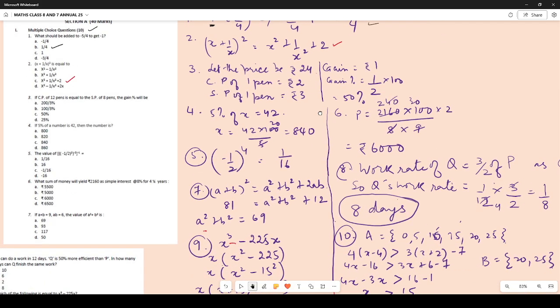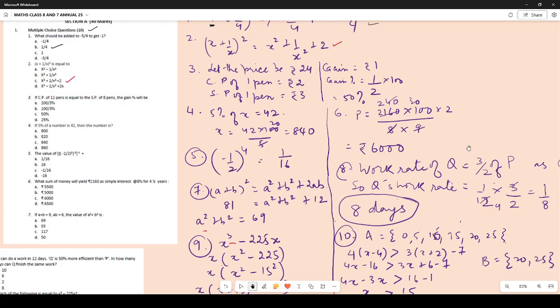The third one is, if CP of 12 pens is equal to SP of 8 pens, then the gain percent is how much? So let us take the LCM of 12 and 8 and it comes to 24. So when the price is, let us say, 24 for 12 pens CP and 8 pens SP, that means CP of 1 pen is equal to rupees 2 and SP of 1 pen is equal to rupees 3. So what do we get as gain? We get the gain as 1 rupee.